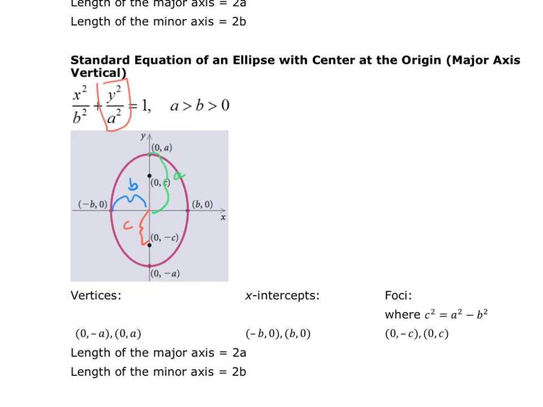The other thing that doesn't change is where I get C. How do I find C? Well, C is still going to be C squared is equal to A squared minus B squared. Notice now, though, my vertices are along the y-axis, and my x-intercepts are my minor vertices. These are my minor axes. The length of my major and my minor haven't changed. The length is going to be 2a and 2b. Those don't change at all.